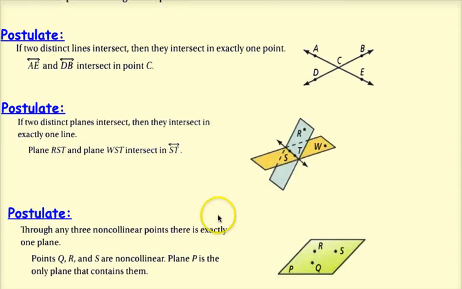Another postulate, the last one we have, through any 3 non-collinear points, there is exactly one plane. So I have points Q, R, and S. They're non-collinear. I can't form a line with them. Plane P is the only plane that contains them. Okay, and that's it for today.